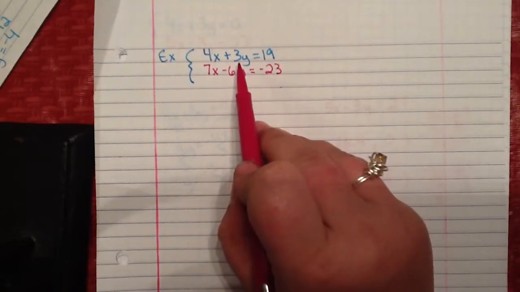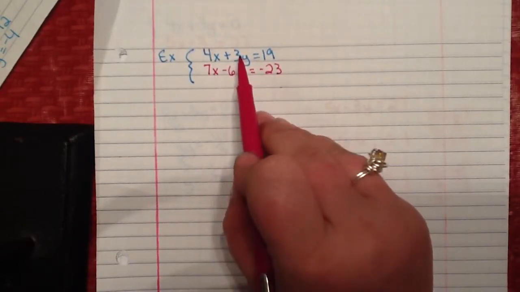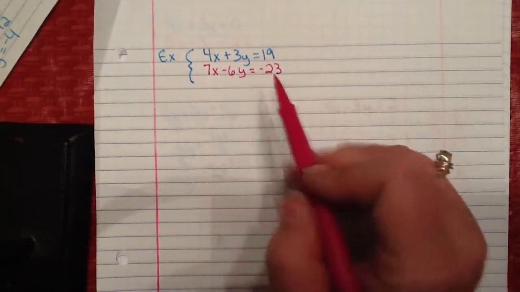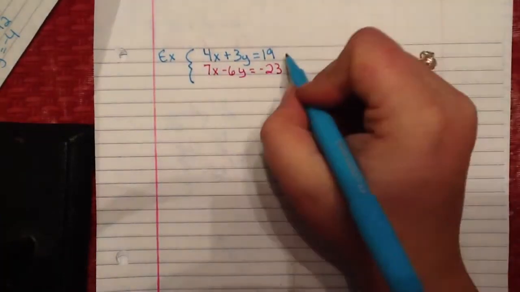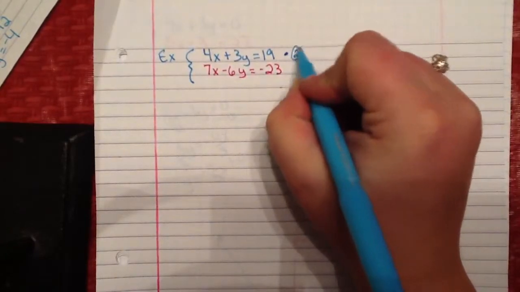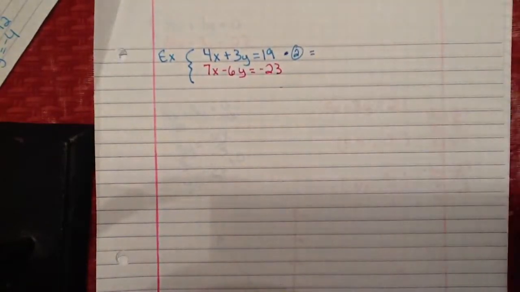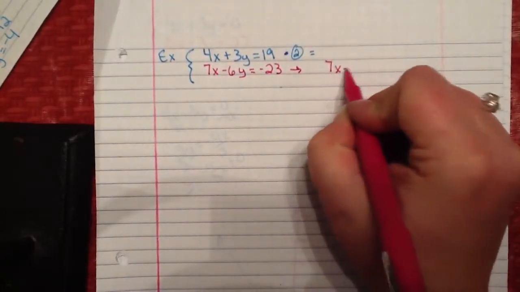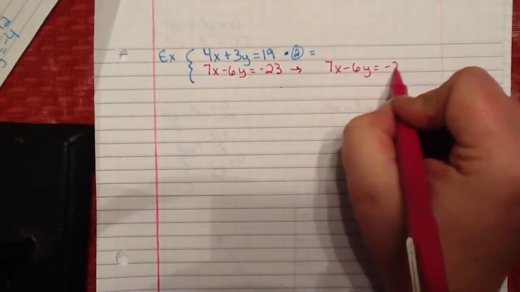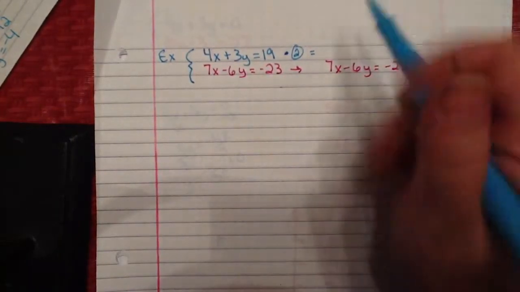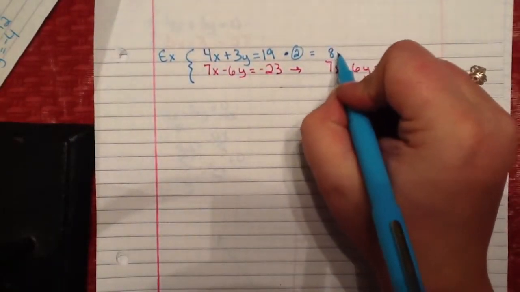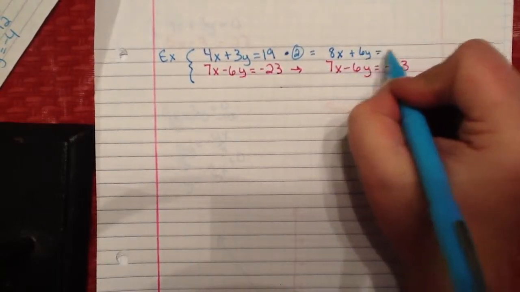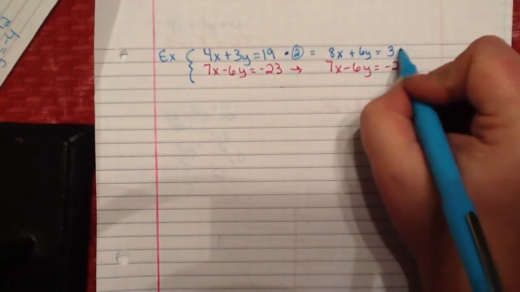I couldn't multiply 4 by something to get 7, so I probably don't want to use those two. So I'm going to look at my next two, 3 and 6. Oh, I can multiply 3 by 2 and get 6, and notice they're already opposite signs. So I'm going to multiply this top one by 2 and bring the bottom one over, and it stays the same. Multiplying that top one by 2, 4x times 2 is 8x, 3y times 2 is 6y, and 19 times 2 is 38.